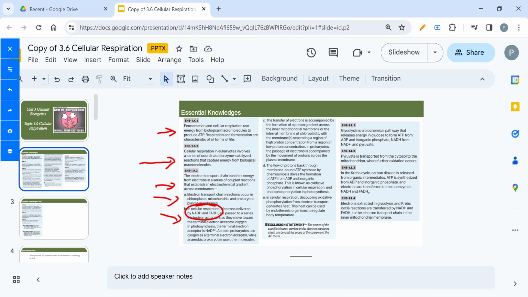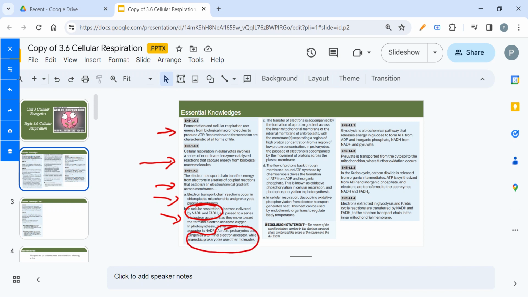Bottom line up front, they are going to end up being reduced, meaning that they are going to collect an electron that they're going to deliver to the electron transport chain to power it up in order to do active transport. And basically, that's going to generate all the ATP that we need. It is an aerobic process.